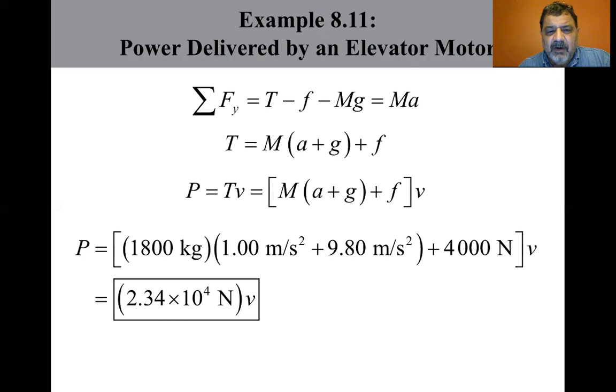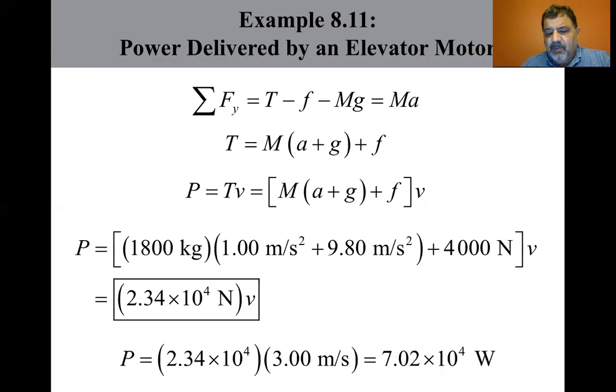Now let's substitute the numerical values, where v is the instantaneous speed of the car in meters per second, and P is in watts. To compare with part A, let v equal 3 meters per second, giving a power as shown, which is larger than the power found in part A, as expected. That's 70.2 kilowatts as opposed to 64.9 kilowatts for the last one. This one took 70.2 kilowatts of power. Okay, this ends chapter 8.